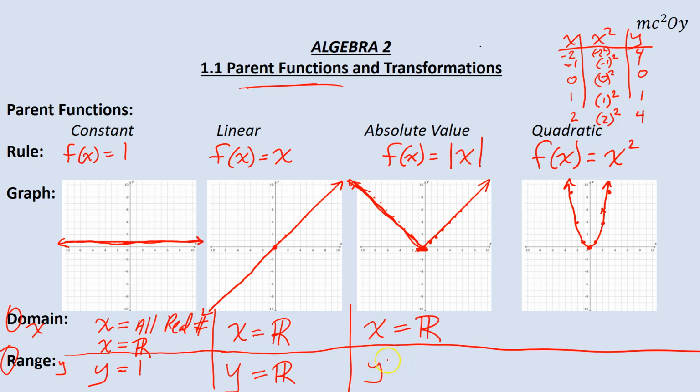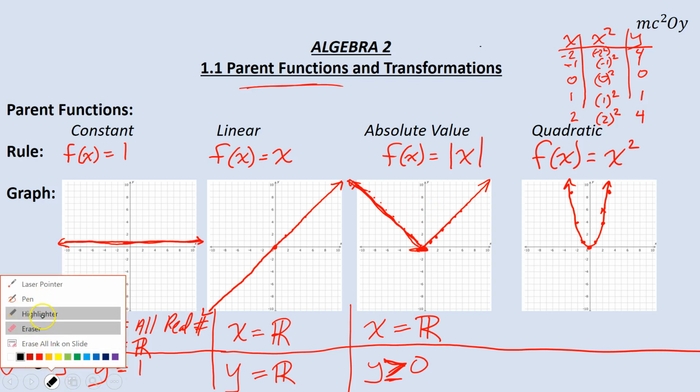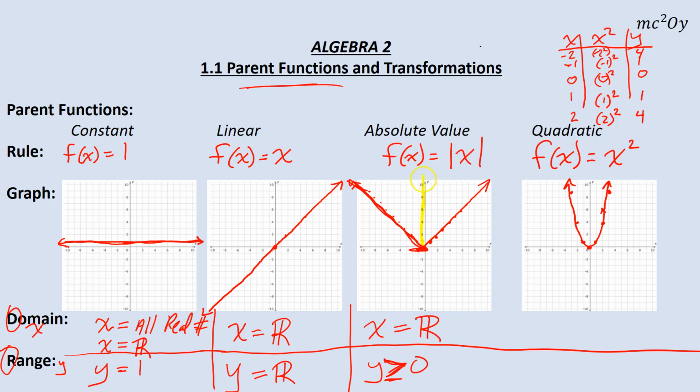So your outputs only exist when Y is bigger than 0. And it actually can be 0 as well, so we have to say greater than or equal to. Y has to be greater than or equal to 0. And you can kind of see that on your graph. It starts here and goes upward. So my graph is going upward. Therefore, that is my range there. It only exists up here for Y. It doesn't exist down here.